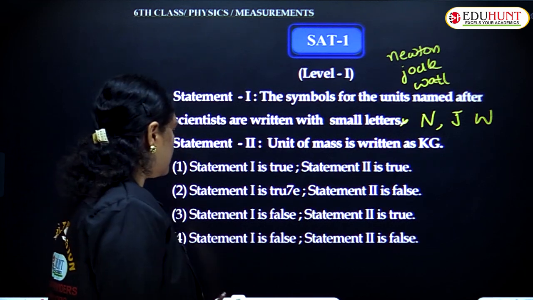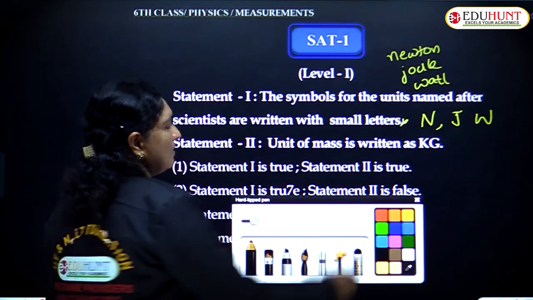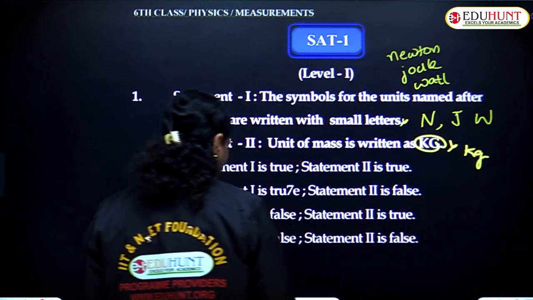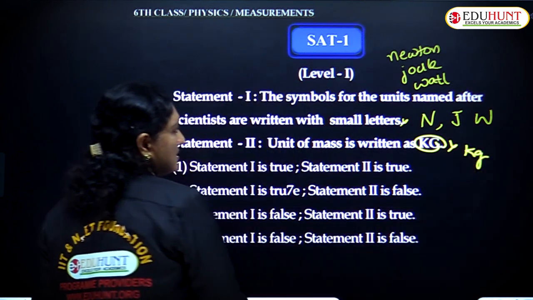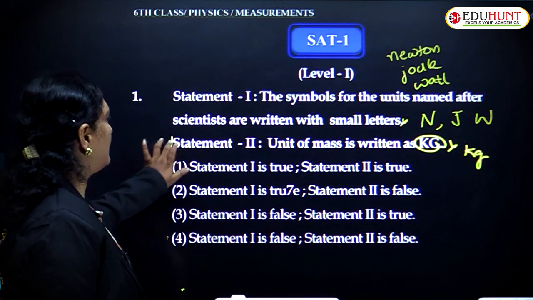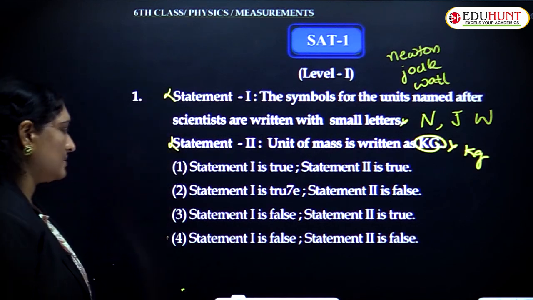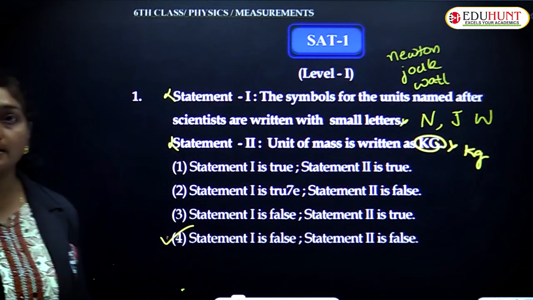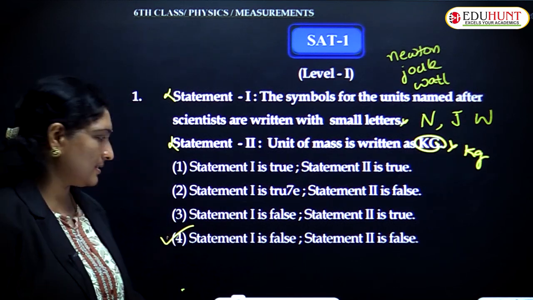Unit of mass is written as kgs. No capital form. It is written as small kg only. Hence, it's clear that statement 1 is false as well as statement 2 is also false. Hence, the correct option would be statement 1 is false as well as statement 2 is also false.